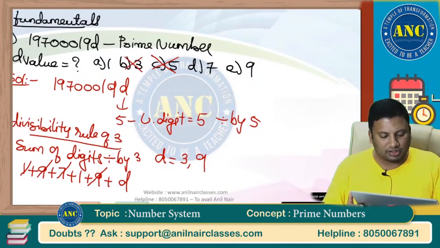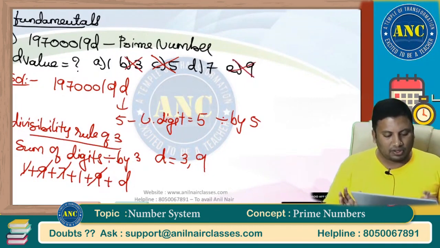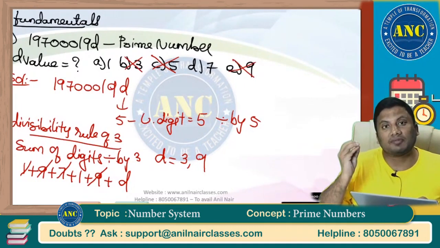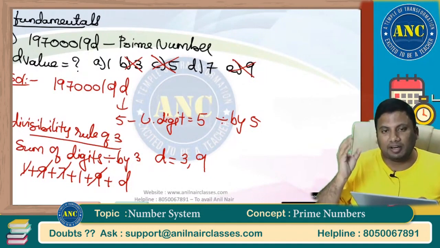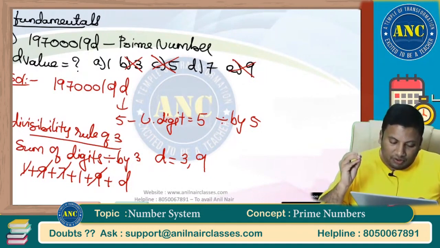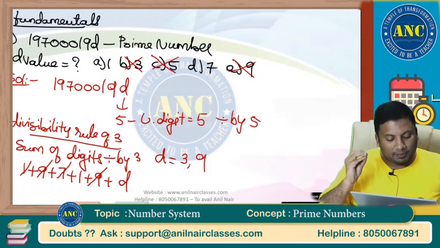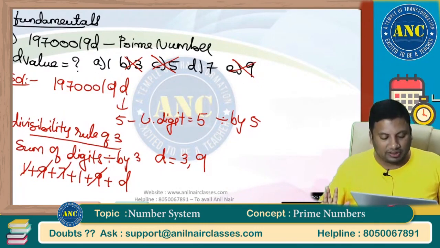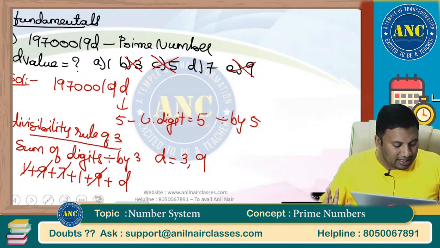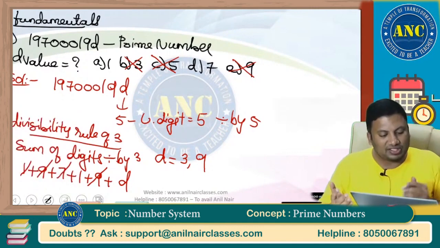These are not possible. 5 is out because if the unit digit is 5, the answer will be divisible by 5. If the unit digit is 3 or 9, the sum of the digits will be divisible by 3. I hope the idea is clear. Now let us take 7.